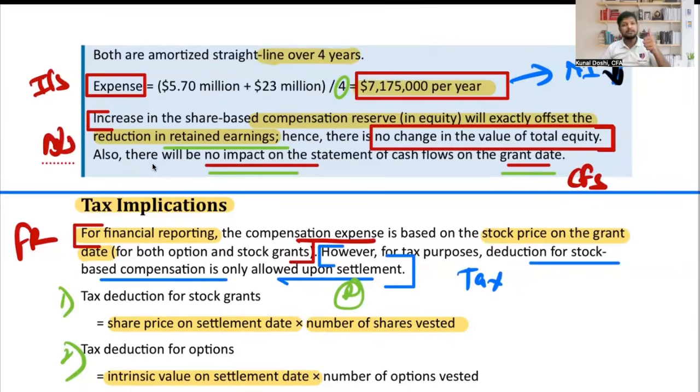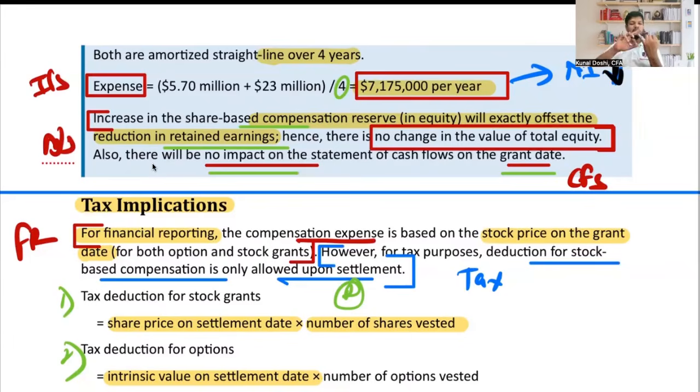There is an impact on the income statement. Yes, no impact on the cash flow. What about the balance sheet? Share-based compensation increases because you are going to give compensation to the employees, correct? But these are given as additional shares. So your retained earnings go down, but your equity capital increases. So overall total equity remains the same.